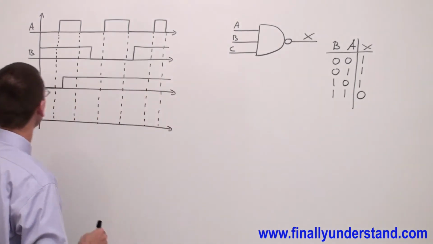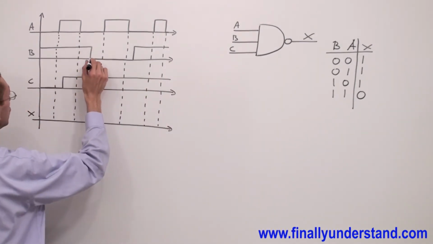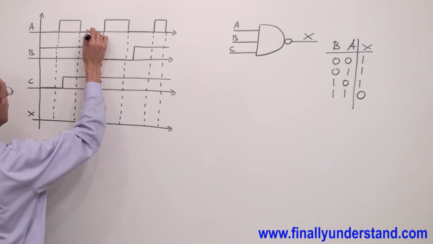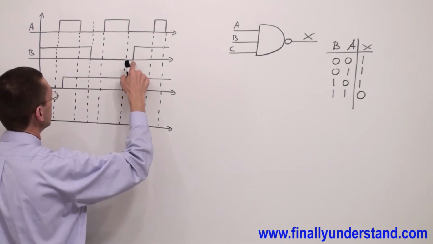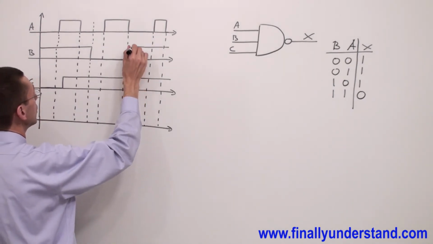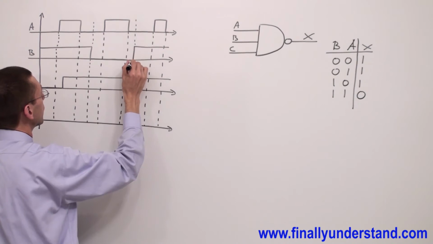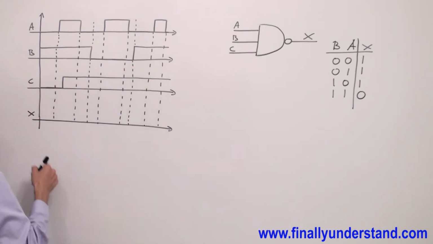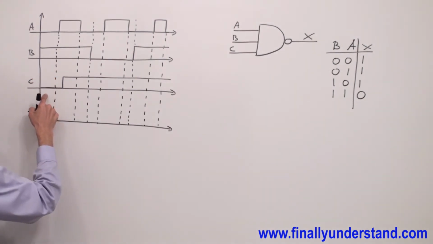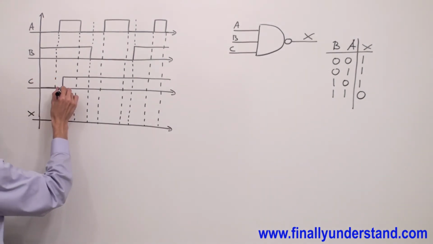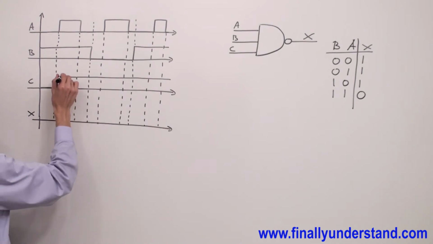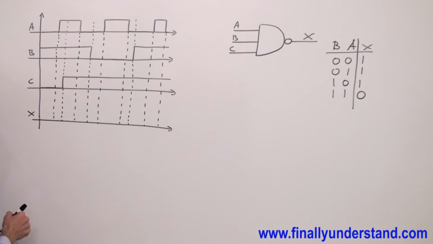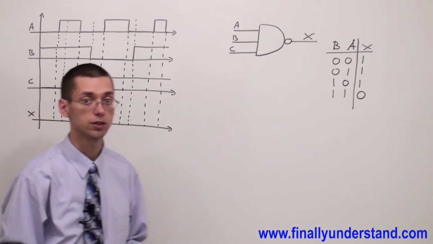Now I can go to waveform B. I have transition from high to low at this point. Okay, I have another transition at this point from low to high. Okay, I'm finished with waveform B. Now let's take a look at the waveform C. I have dash line going down and dash line going up. Okay, I'm finished with the dash lines.